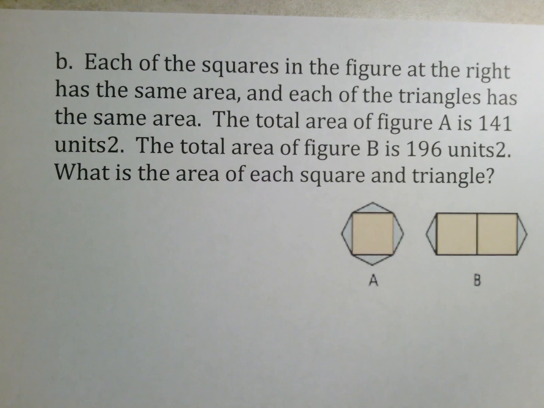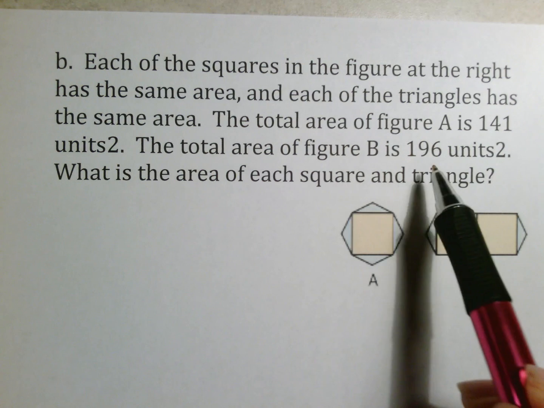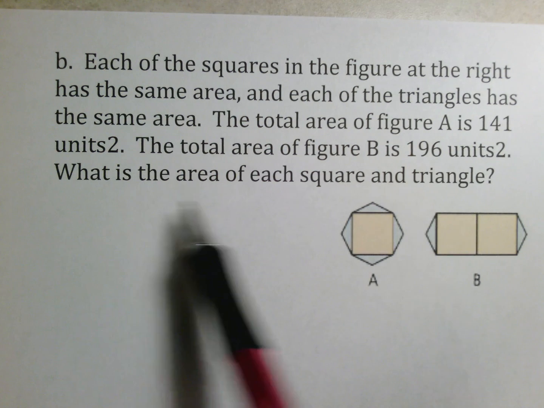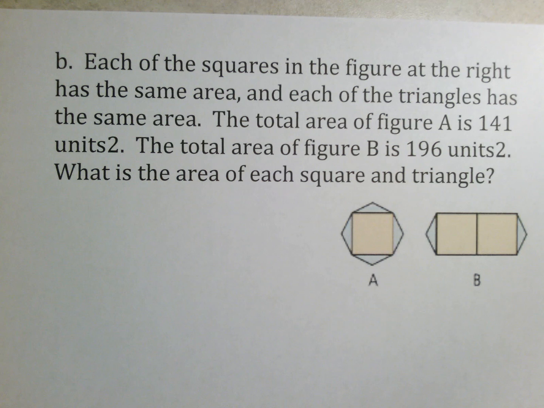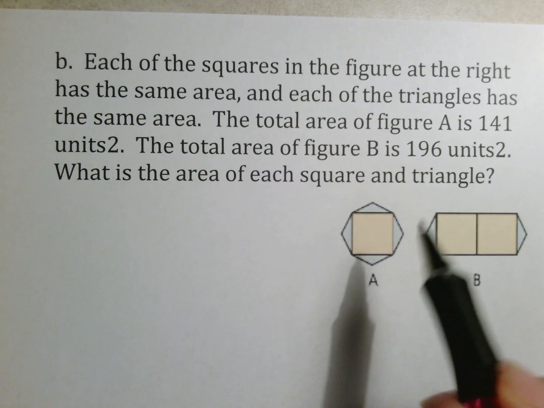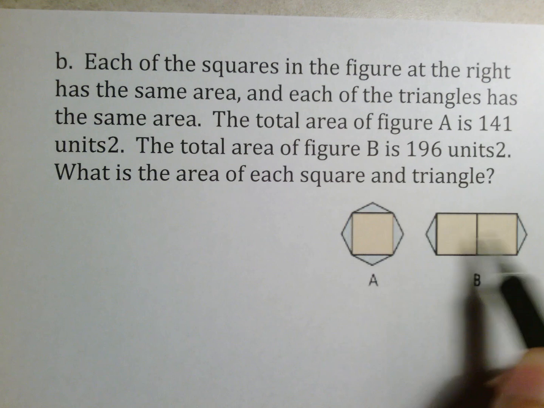Last question we're going to talk about here is a word problem. Each of the squares in the figure on the right has the same area. Each of the triangles has the same area. It says the total area of figure A is 141 units squared. Total area for figure B, that should be squared and squared, I just didn't change it, is 196 units squared. What is the area of each square and each triangle? This is a problem that you've never seen before, but you can use it to your advantage. It says that all the squares are equal and all the triangles are equal.